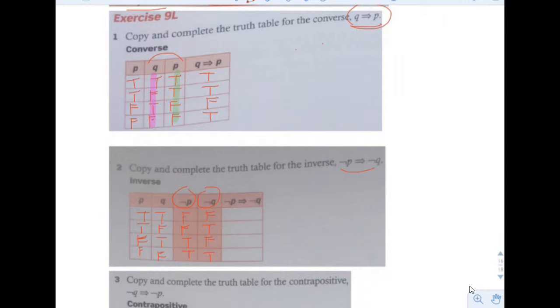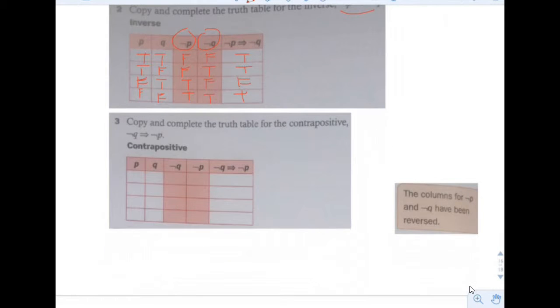Let's see, not P implies not Q. So when both are true, that's fine. When not P is false, then not Q can be anything, so those are both fine. And if not P is true and not Q is false, then that's bad, so we'll put a false there. Okay? Alright. Now copy and complete the truth table for the contrapositive, which is not Q implies not P.